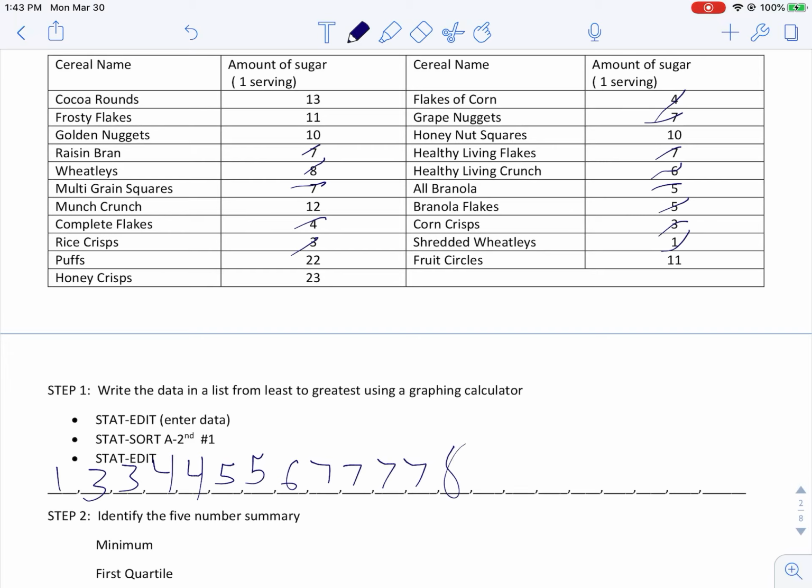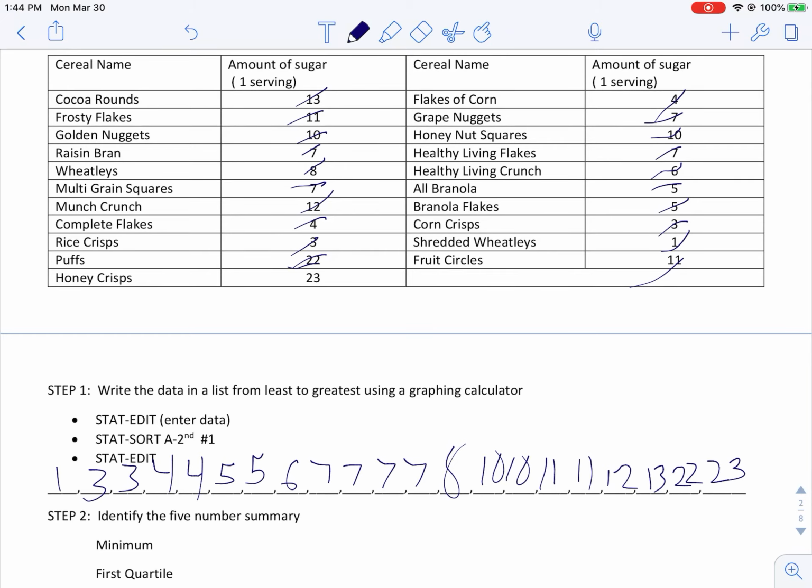Do I see a 9? I do not. I see 10 twice though. I also see 11 twice. No 12. Oh, where is the 12? 13. 22 and then 23.